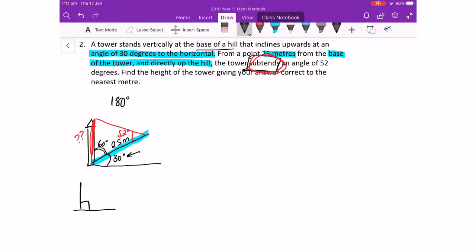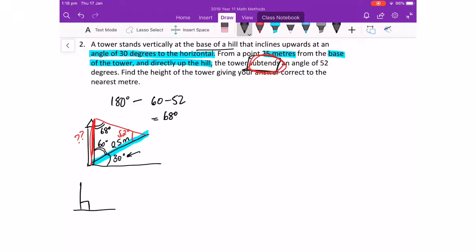Because I know that now, I could be like, well, I can find out what this angle is. So I can do 180, take away 60, take away 52, right? So 180, take 60, take 52, that gives me 68 degrees. Okay, so that looks good. That looks a bit better. I've got some more angles now. I've still got only one side. I do need to figure out another side.